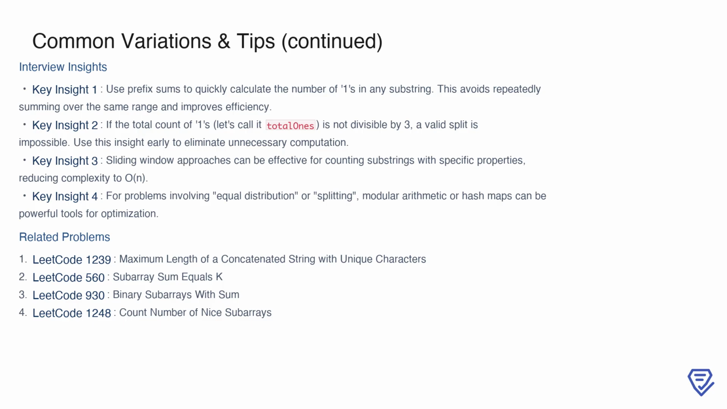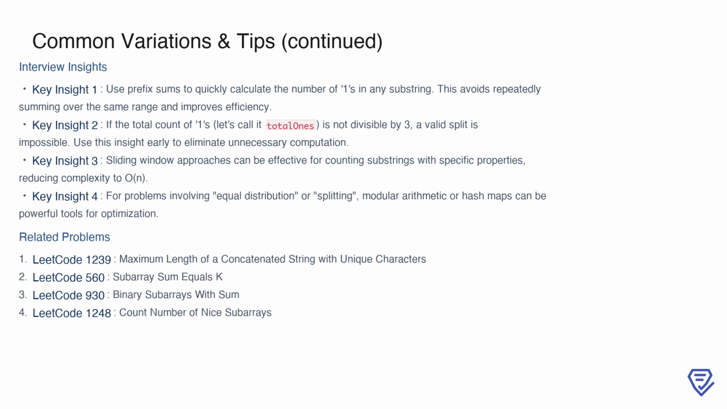To excel in interviews, it's important to focus on key insights that simplify the problem. Start by using prefix sums, which allow you to quickly compute the number of ones in any substring without having to repeatedly sum over the same range. This greatly improves efficiency. Another critical insight is recognizing that if the total number of ones in the string, or total ones, isn't divisible by 3, then it's impossible to make a valid split. Identifying this upfront saves significant computation time.